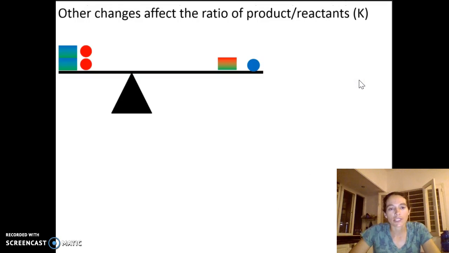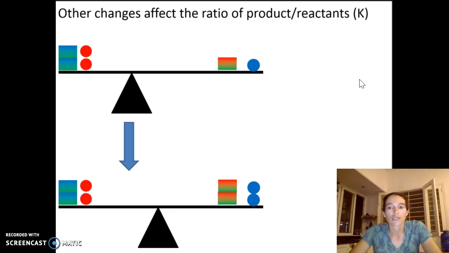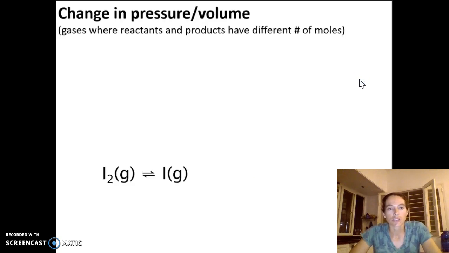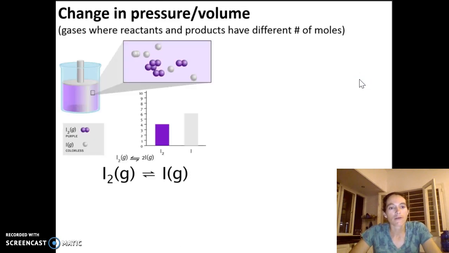So we have two other changes that don't just change the number or the concentrations, but actually affect that ratio of products to reactants so that it becomes different. And the first of those is changing pressure or volume. So an example is the reaction where iodine gas, a single molecule here, breaks up into two separate gas molecules of iodine. And I forgot to put the two here, but you can see that you've got one molecule over here turning into two single atoms over here.